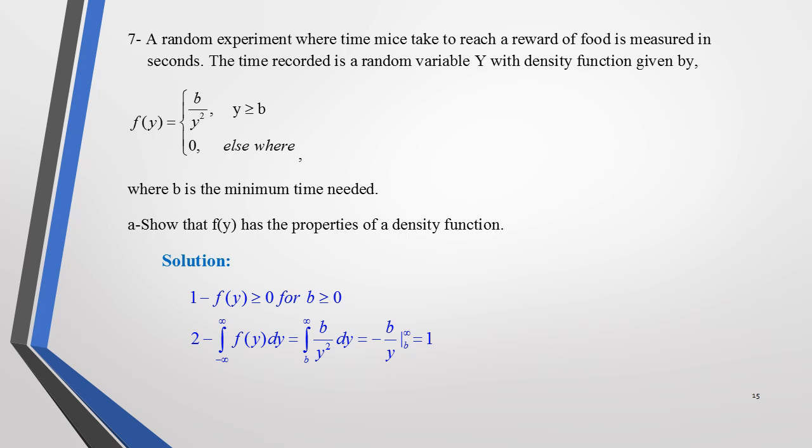The second condition is that the integral over the whole domain of f of y dy is equal to 1. As you can see, the integral from b to infinity of b over y squared dy is equal to negative b over y, evaluated at b and infinity, which equals negative b over infinity minus negative b over b, which equals 1. Note that minus b over infinity equals 0.